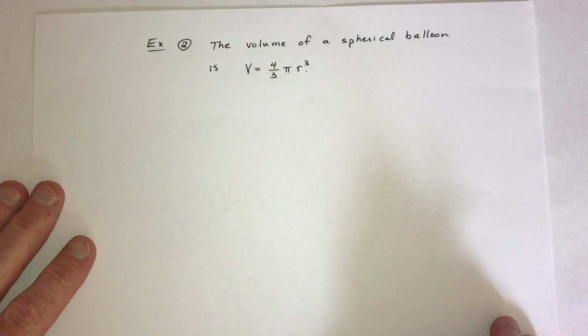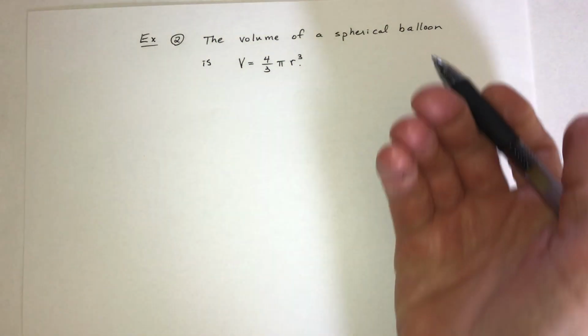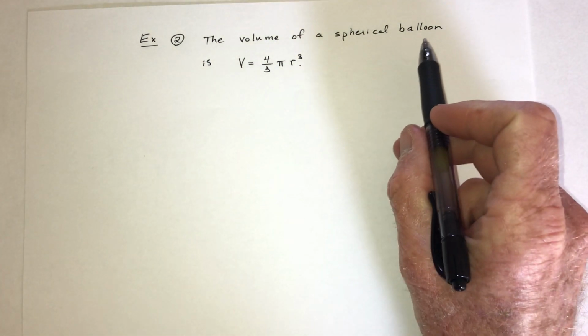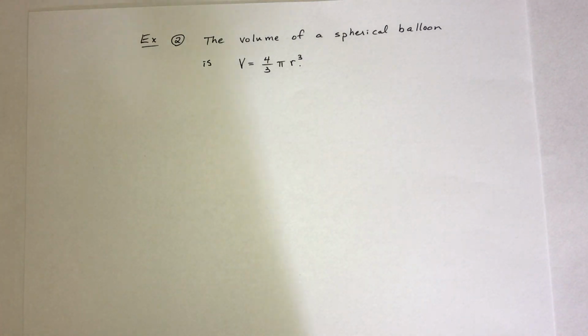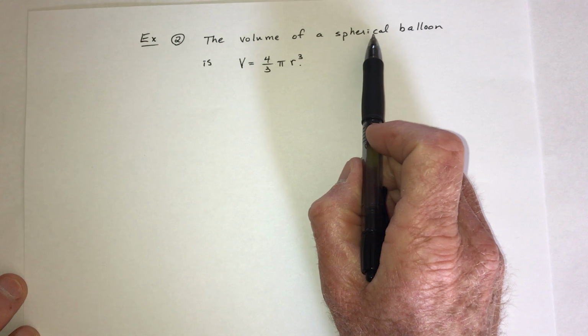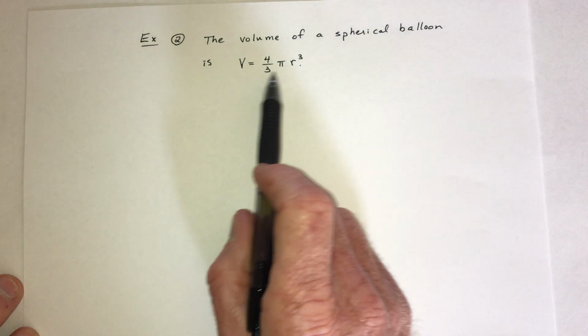On to number 2, something slightly different. Suppose that you have something like a basketball or a balloon. Basketball is a little bit better because basketballs are perfectly round. I think of balloons as sort of egg shape. Anyway, let's say it's a sphere, so it's perfectly round. And this is the volume.